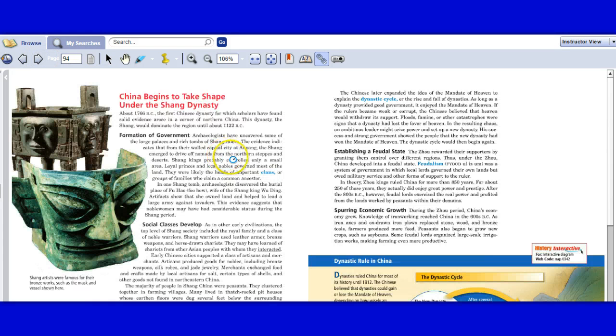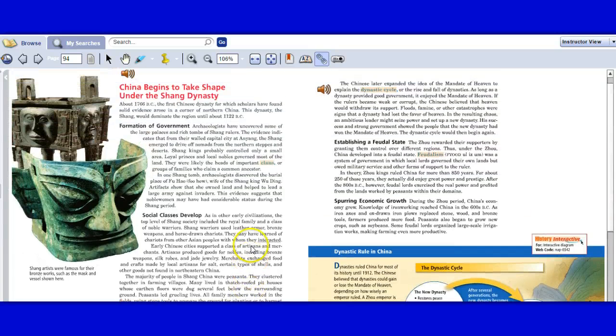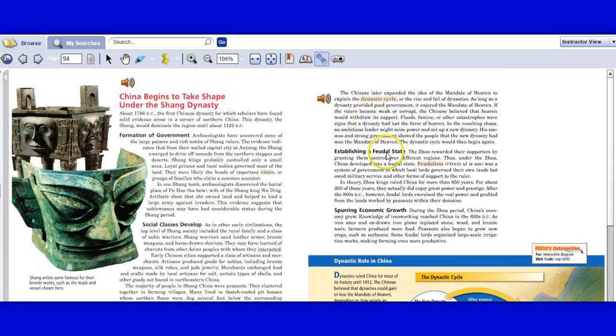Turn the page. China begins to take shape under the Shang dynasty. We're going to have the dynastic cycle. That's going to be a key idea that comes to us from China. Additionally, it's going to give rise to a thing called the Mandate of Heaven when the Zhou come to power. And very simply, the Mandate of Heaven is an idea that is in its infancy for the Chinese, but it's going to grow into an expectation of government.